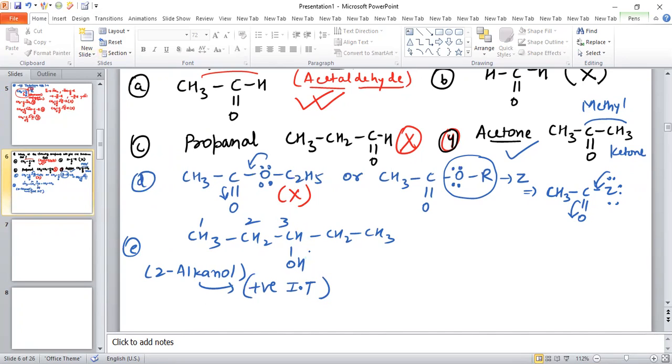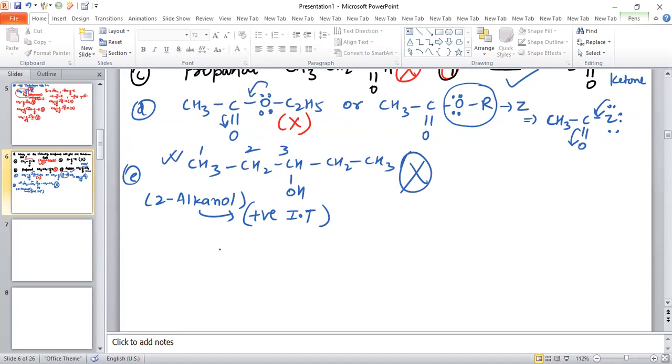So this is a 3° alkanol, and we will say this will not give a positive iodoform test. The negative iodoform test is given by this compound. In this way, you can see which of the following compounds will give the positive iodoform test and which will give the negative iodoform test.